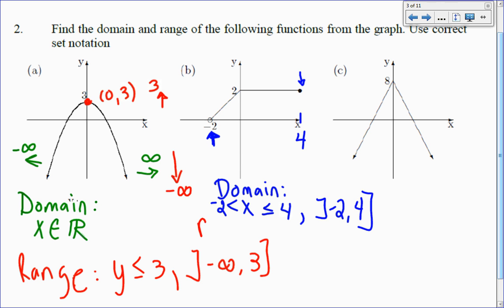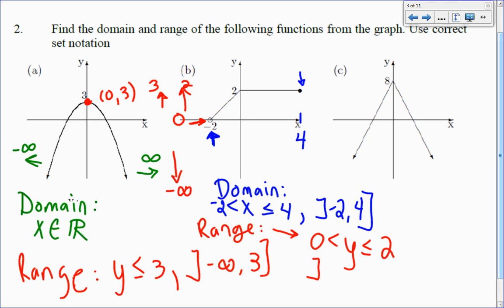Our range, what do we got from y is 0 to y is 2. And again, we're not going to include 0 because that point is not included. So our range is y is between 2 and 0, not including 0 because this point here is a hole. Or we can write that in interval notation, not including 0 to 2. Either one works.